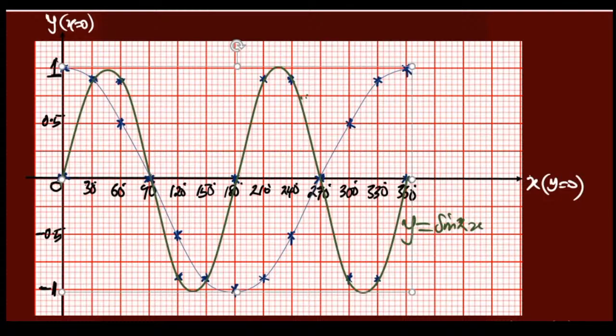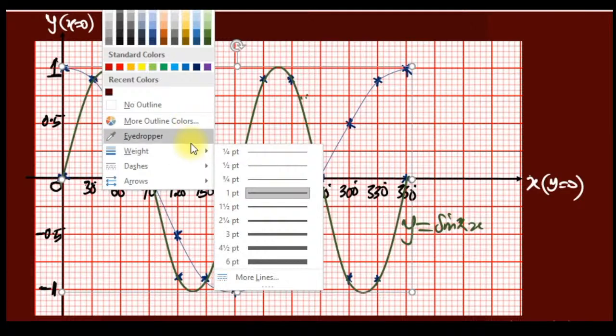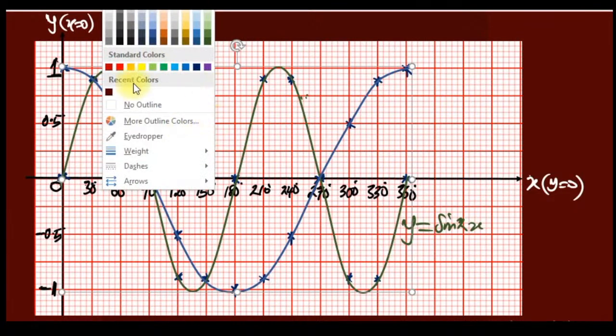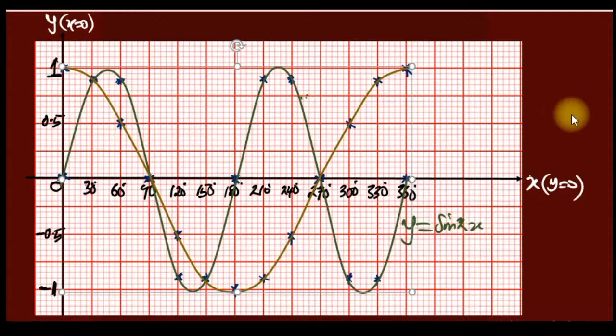So that's our curve. Maybe let's change the color and the thickness. That's okay. So that's our second graph, which is y equal to cos x. Let's label it: this is y equal to cos x.